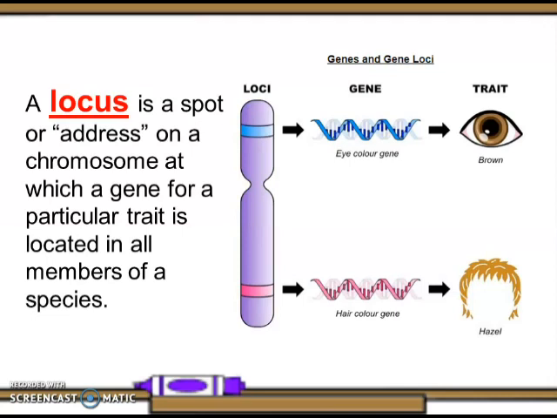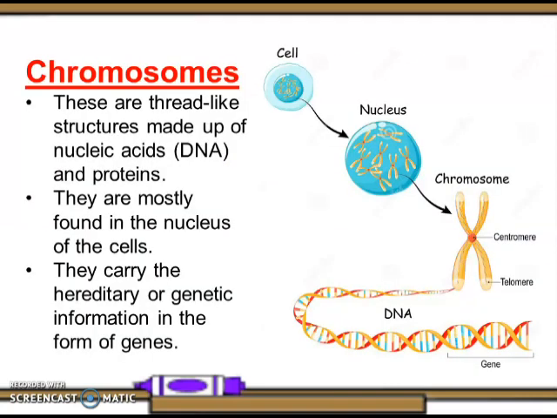A locus is a spot or address on a chromosome at which a gene for a particular trait is located in all members of a species. It can also refer to the location of a mutation or other genetic marker. A given locus can be found on any pair of homologous chromosomes. These are thread-like structures made up of nucleic acid or DNA and proteins.